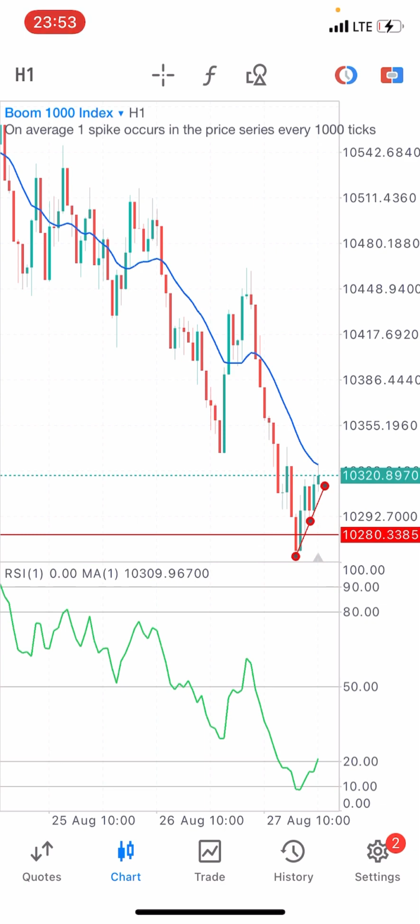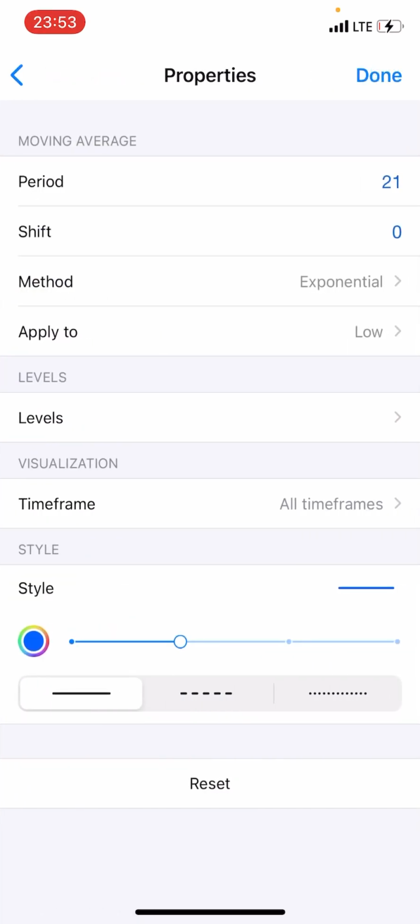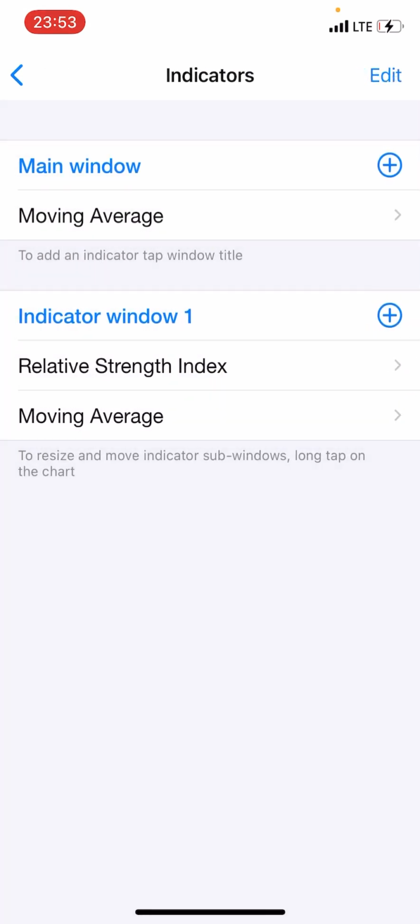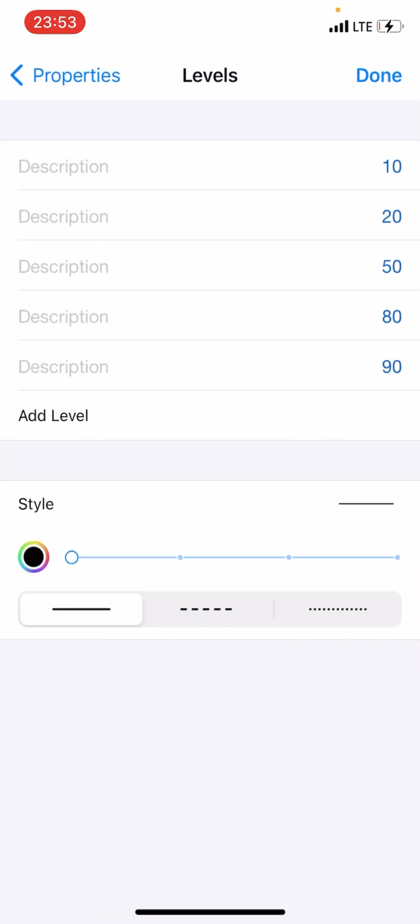We have shared the indicator settings with you guys. For those of you that didn't get it, just screenshot this. Period was 21, shift method exponential, apply to low. So you can just screenshot this, the RSI, and don't forget the levels.